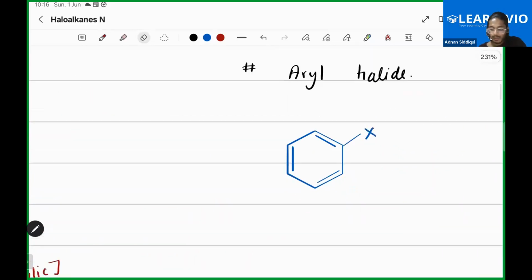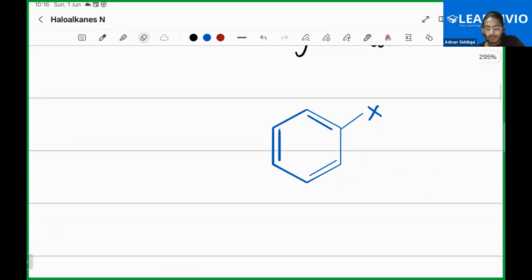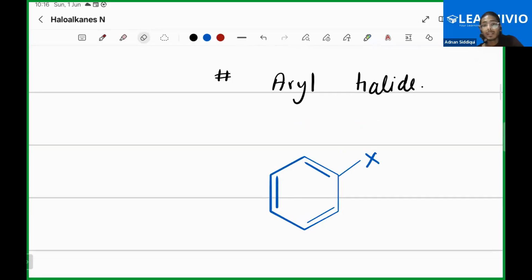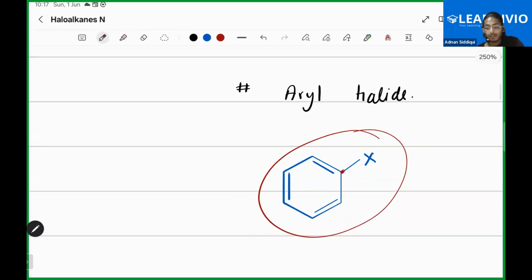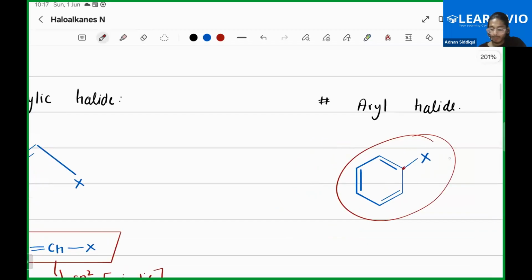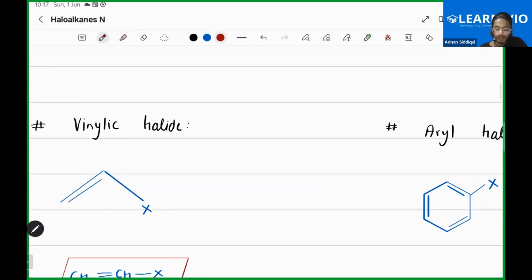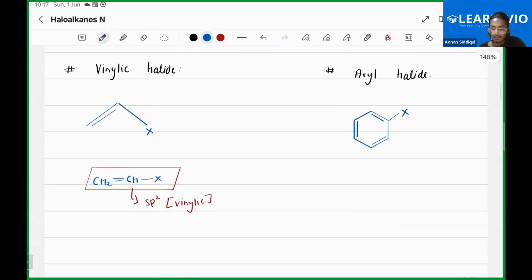Now, if we have a halogen which is directly attached to a ring, a benzene type ring, right? So we will call this position aryl. This is aryl halide. We will talk about in detail what aryl halides or haloarenes are. Once we complete this, I will give you a brief on how haloalkanes and haloarenes are different.